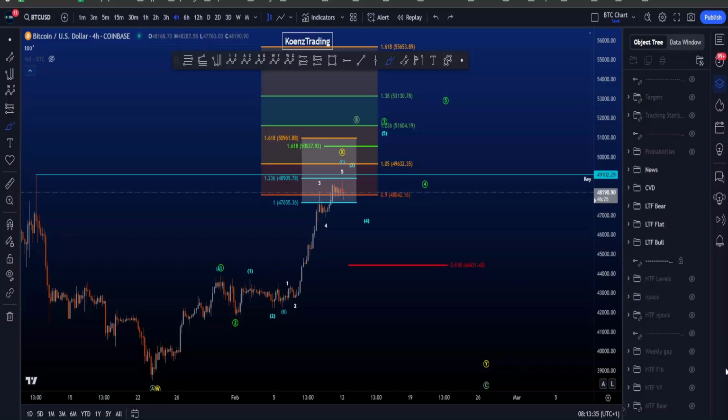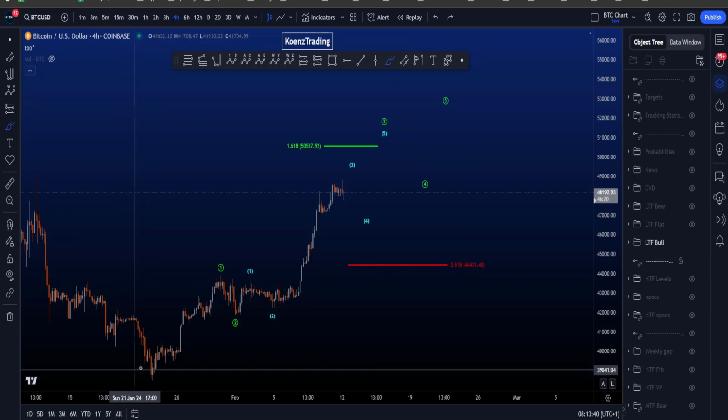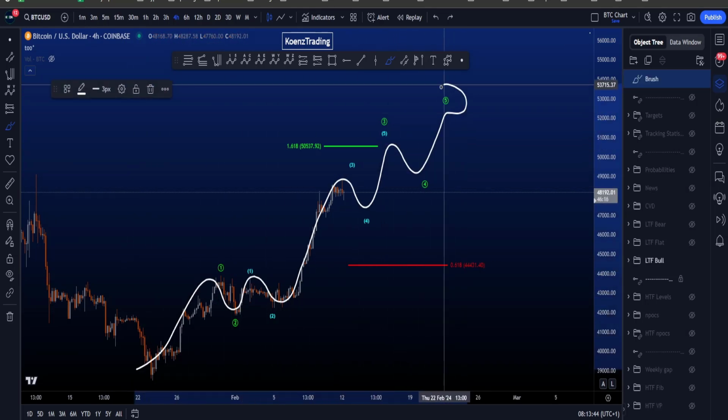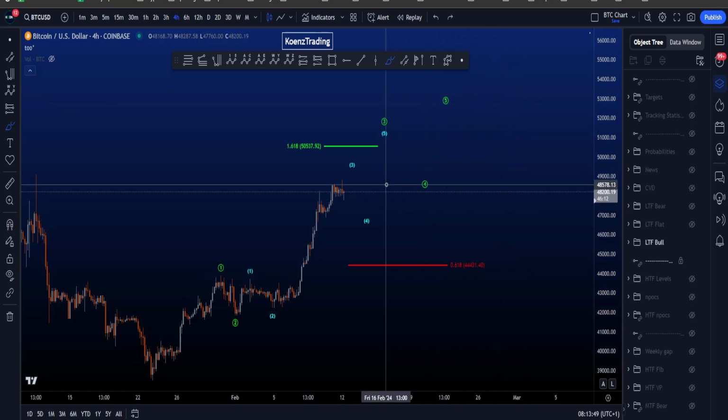Hi everyone, let's go over my bullish and bearish Elliott Wave scenarios on Bitcoin. Starting on the 4-hour chart with the bullish scenario, where we are looking for an impulsive structure to the upside in 5 waves, after which we expect a bigger retracement to the downside.